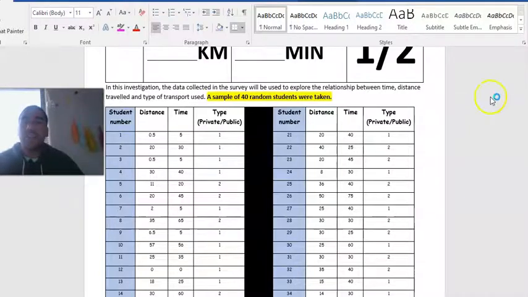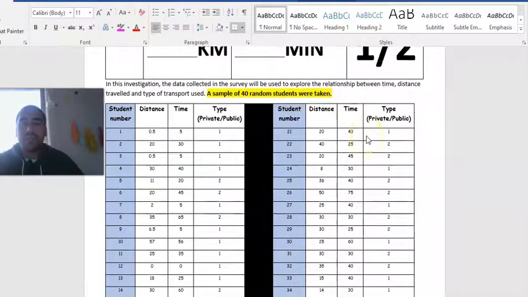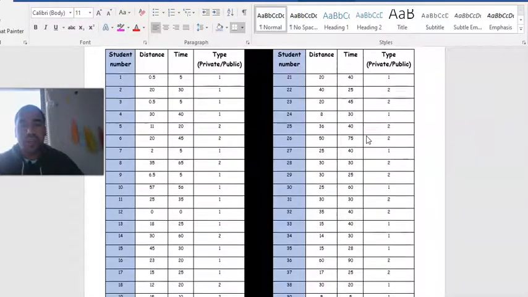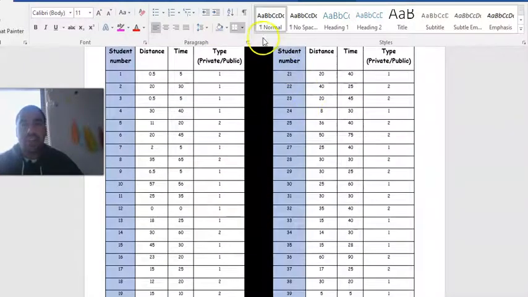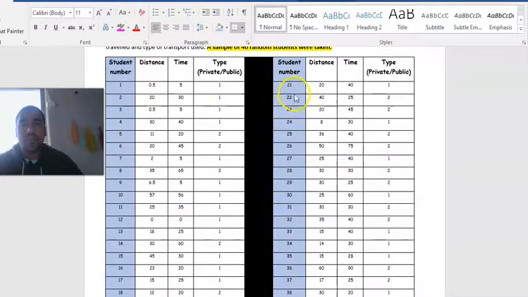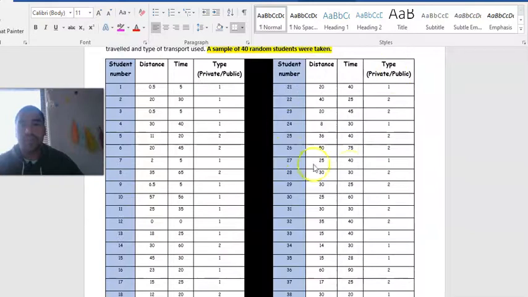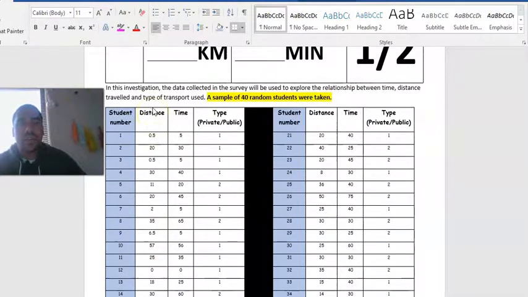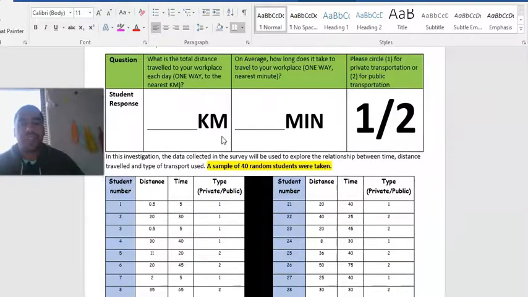Okay, so the sample of 40 random students were taken. So just be really careful when you read this. It's been split in the middle here in half. Students 1 to 20 is on the left hand side, and then students 21 to 40 is on the right hand side. So student 1 comes, they tell what the distance is, so 0.5 kilometers, and how long it took, 5 minutes. And the type of transportation is private.